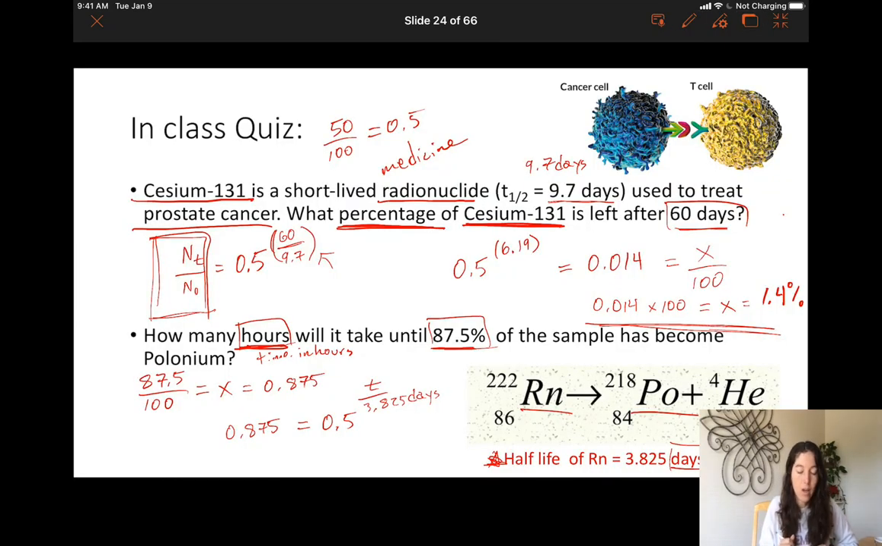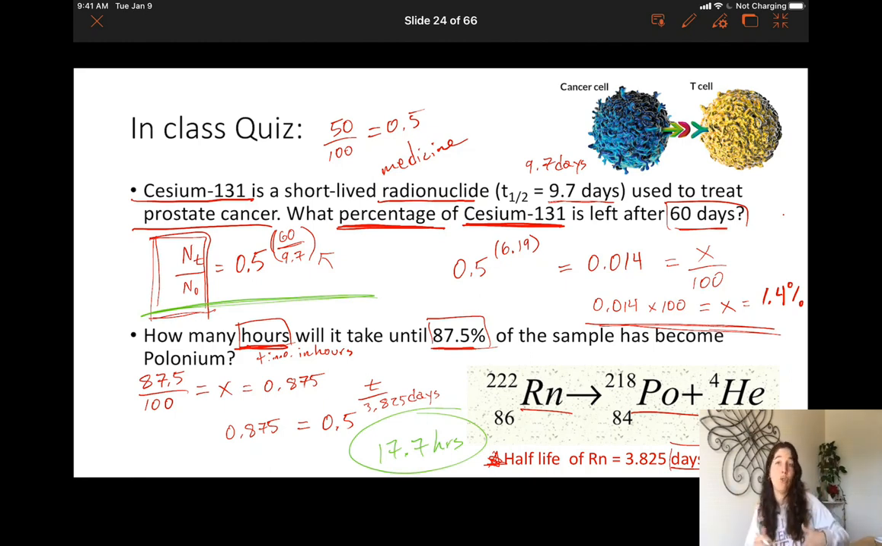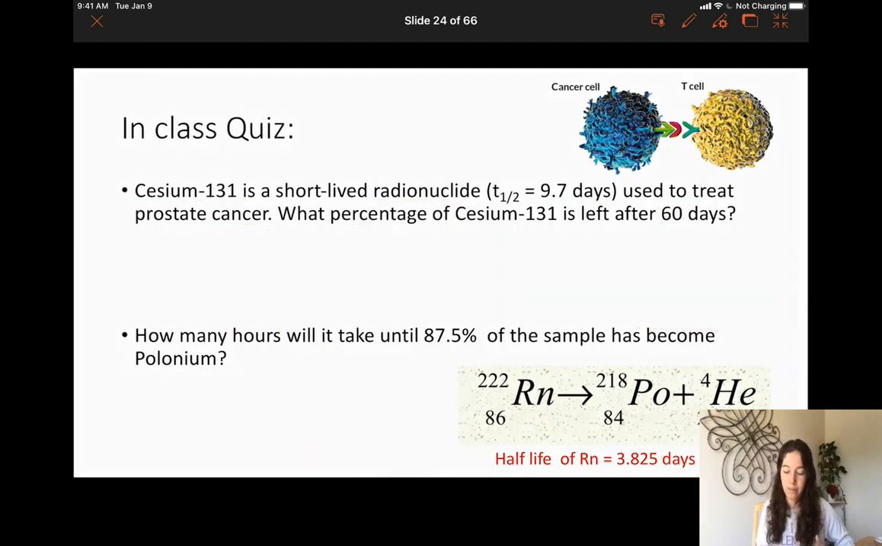Okay. So the answer to this question, how many hours will it take 87.5% of the sample to become polonium here, is 17.7 hours. That's how long it takes. So this will be the only time that you see logarithms used, and they'll be used in this limited capacity. So you'll see problems like this where I ask you to solve for percentages or maybe solve for Nt or N0. You don't need logarithms for that. For this kind of instance, the only time you need logarithms is when you have to undo your exponents.